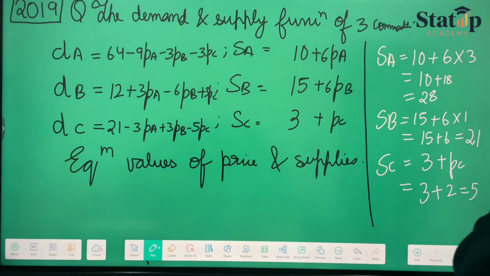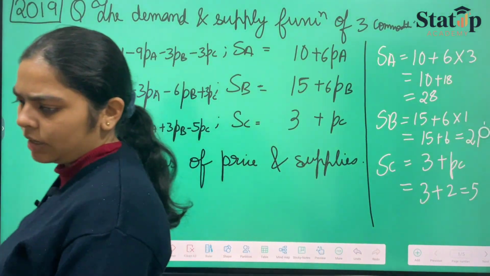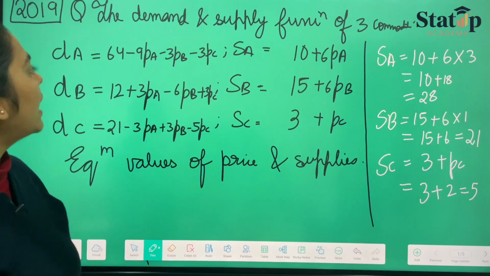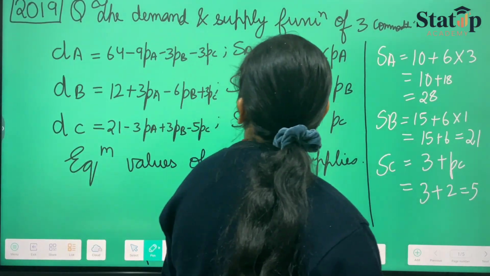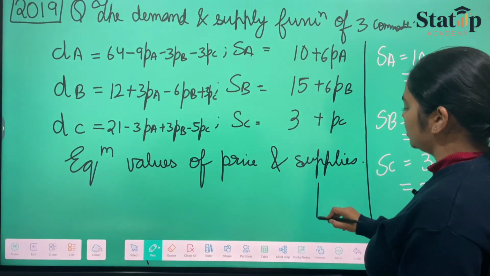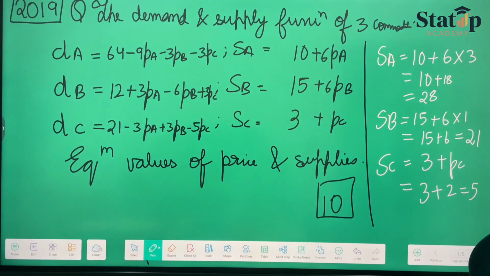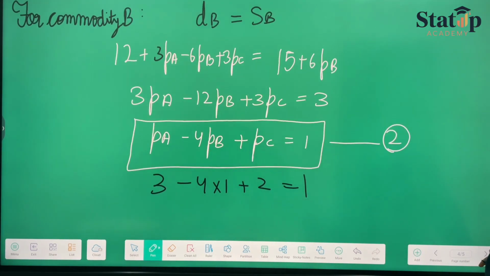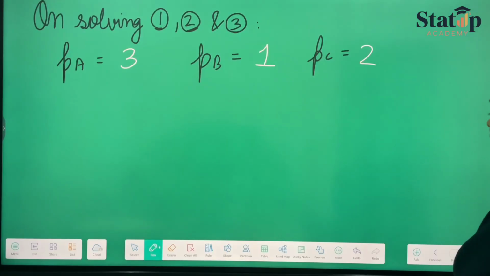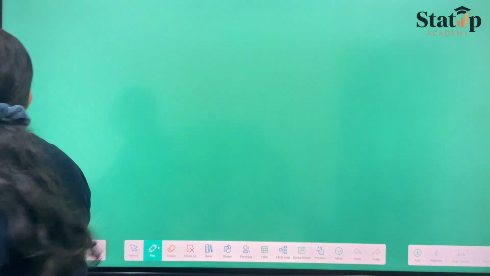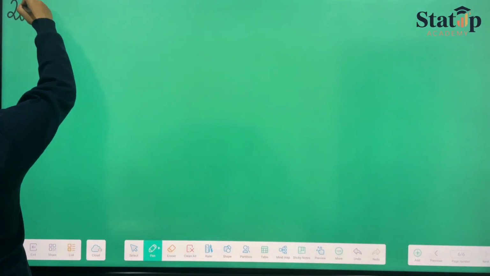So the supply functions are, for A it is 28, for B it is 21, and for C it is 5. That completes your question, and this question was of 10 marks in your paper. It was an easy question if you know the concepts. Now moving forward to the second question that has been provided in 2018.